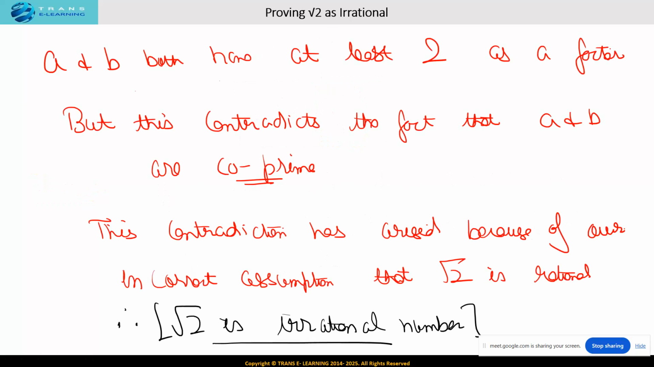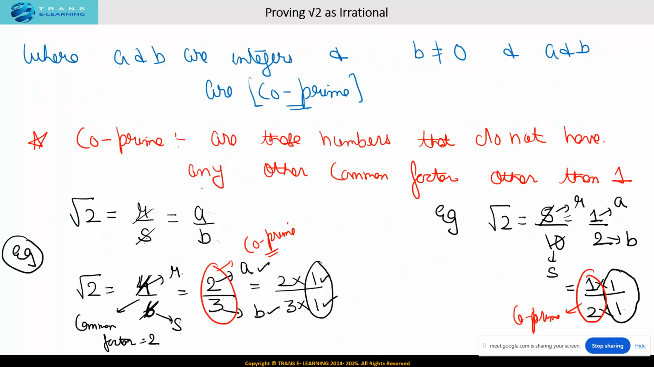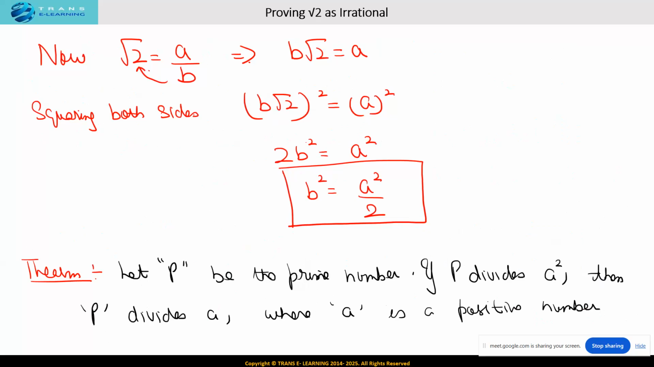a and b both have at least 2 as a factor, but this contradicts the fact that a and b are co-prime. We already proved earlier that a and b are co-prime; they don't have any factor other than 1. But now, after solving this, we got 2 as a common factor of a and b. This contradicts our statement. So this contradiction has arisen because of our incorrect assumption that root 2 is a rational number. So that means root 2 is an irrational number. Remember, don't cut any step short, because every step is very important in this case.